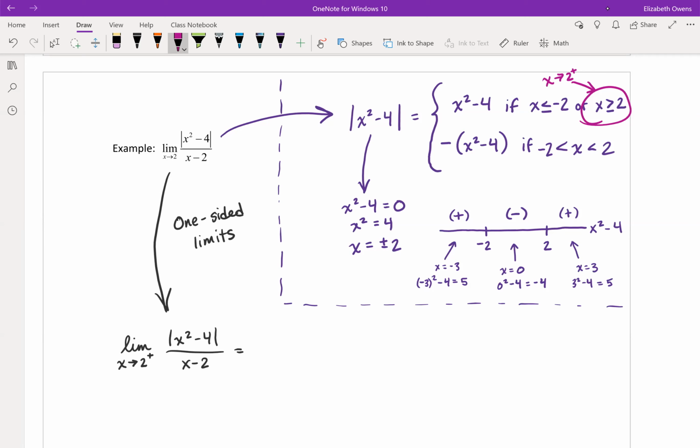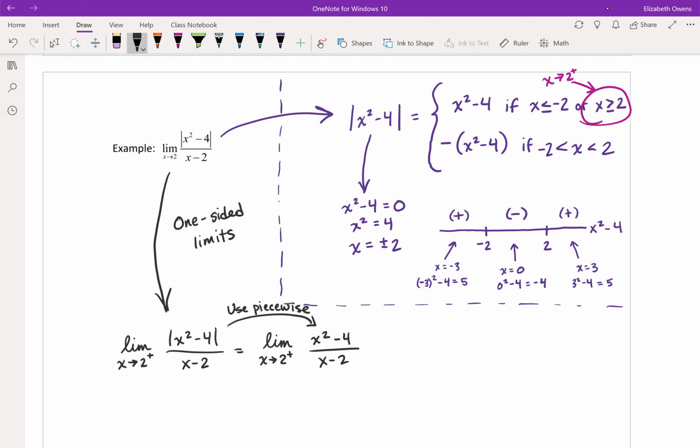That tells us we can replace our absolute value function with this portion of the piecewise function. We can just say x squared minus 4 instead of the absolute value of x squared minus 4, because we're in the right range of x values, basically. Okay, so we get to rewrite like this. I'll make a little note for us: use the piecewise function here.